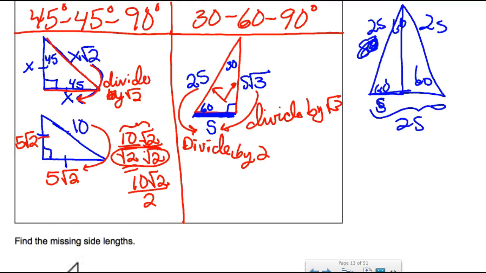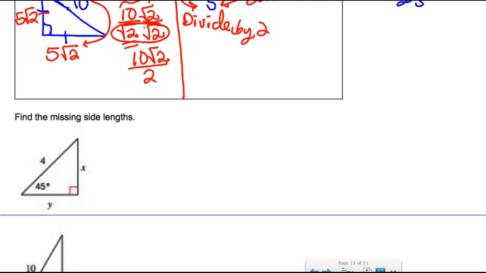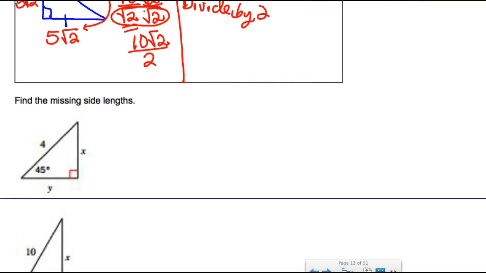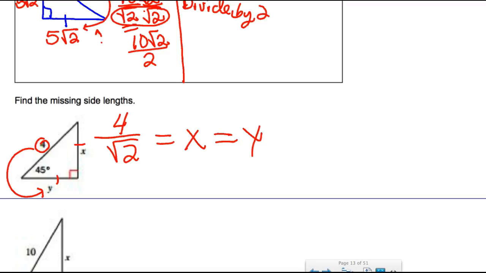Let's go practice. So here I've got a 45, 45, 90, and I'm given the hypotenuse, the longer side. I know these are equal, but I don't know what they are. Well, what I do know is what I wrote up on that other one, that to go back, you need to divide by root 2. So whatever y is, it's 4 divided by root 2, and that's going to be x, and it's going to be y, because these legs are the same, because this is really half of a square.